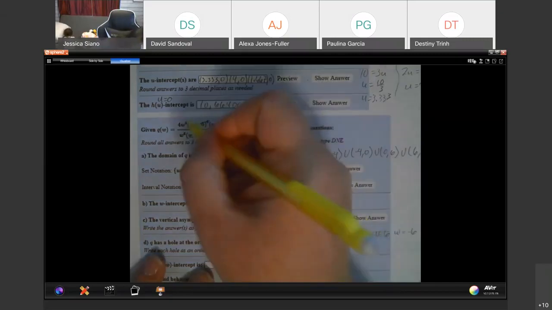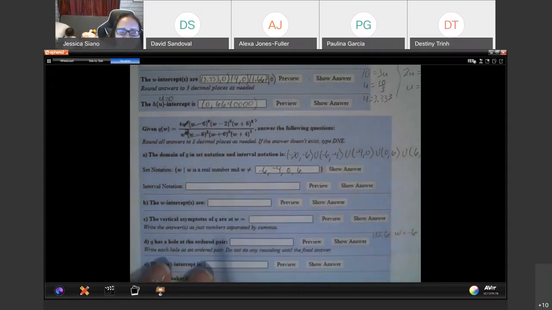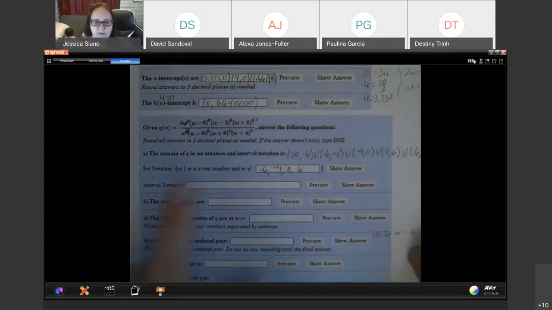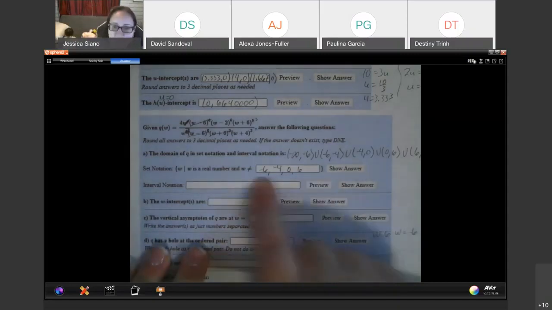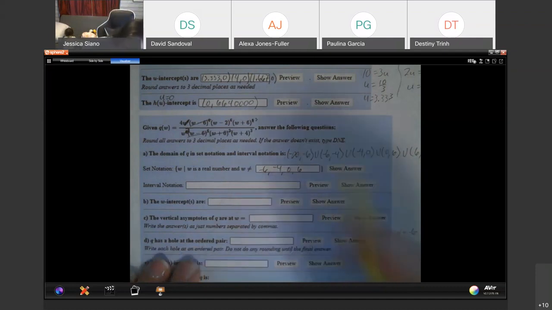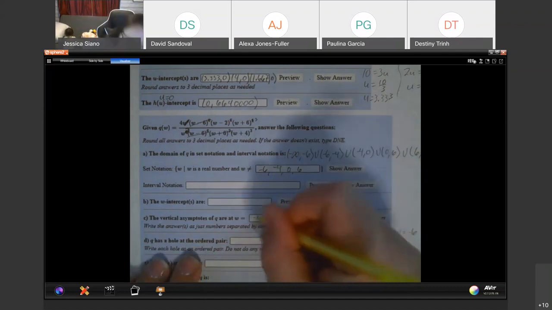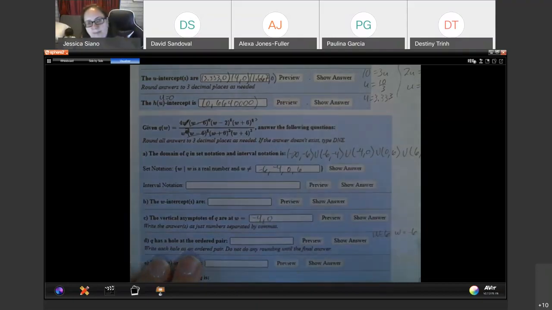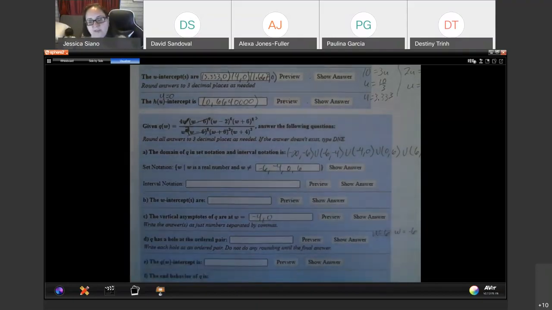Now, these w's will cancel, but I'll be left with 2 of them down here. And when you have more left over on the bottom, that's a vertical asymptote. So then my vertical asymptotes are the -4 and the 0. And my holes are the 6 and the -6. And so then they want an ordered pair.